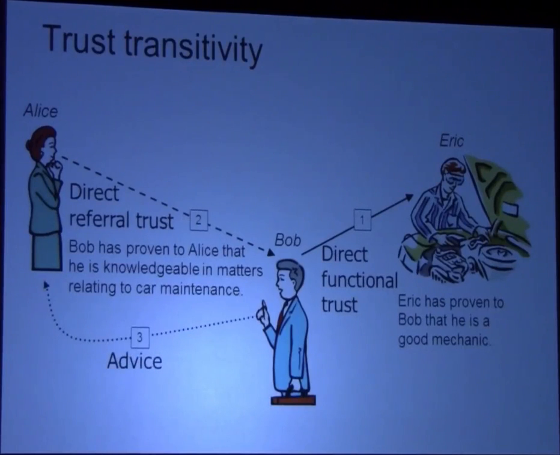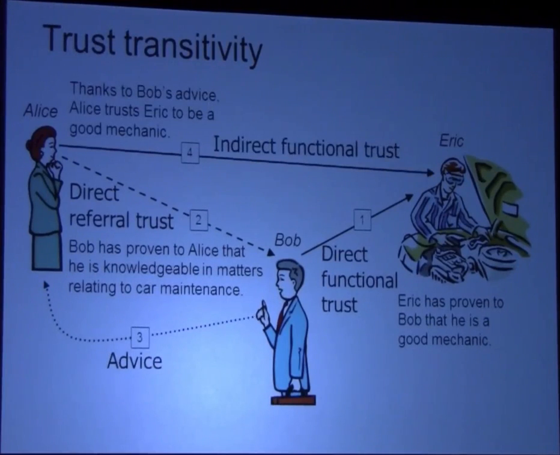And let's say Bob gives some advice to Alice about Eric. Based on Bob's advice, Alice can now derive trust in Eric, magic. This is transitive trust. And you see, I've given some specific names. I call them direct, functional trust. Direct because Bob has some direct experience, and functional because Eric is actually going to fix the car. He will do the job.